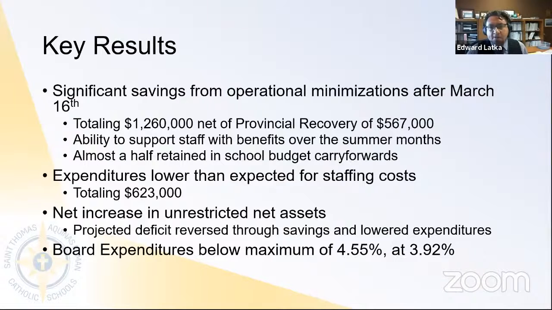So as a result, some things that are key from our financial statements is that we've got significant savings from the operational minimizations after the 16th of March. Those totaled about $1.2 million, and that's net of a provincial recovery of over $500,000. But those savings also allowed us to continue to provide benefits for extended healthcare to our support staff who had been laid off, and normally in the course of a year would be responsible for the cost of their own benefits over the summer months. The board extended those benefits at the cost of the board to the start of this current year.